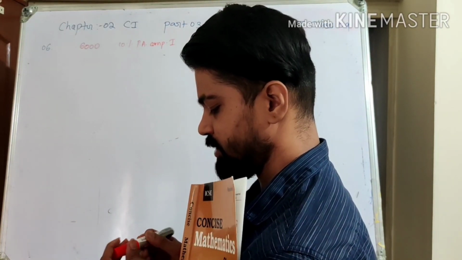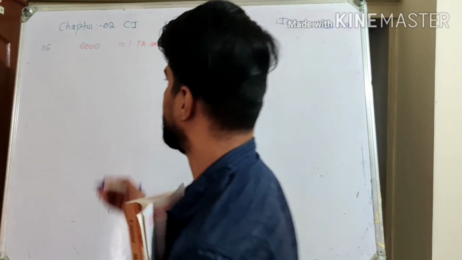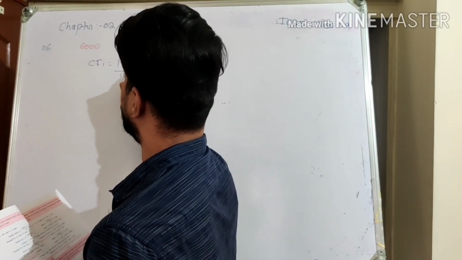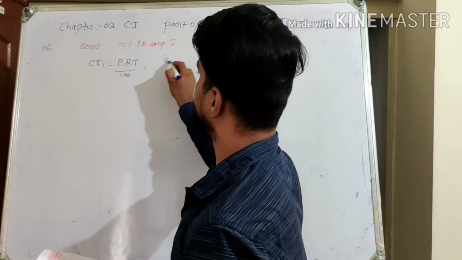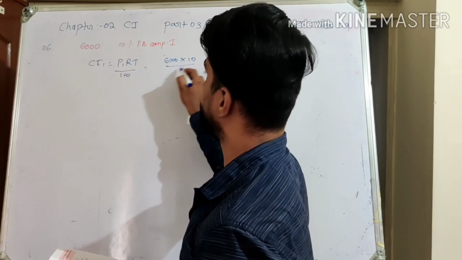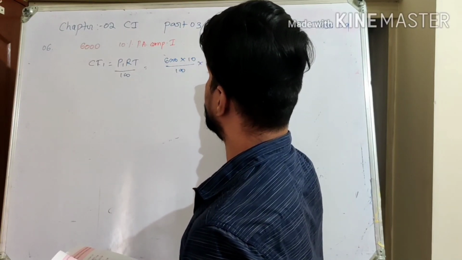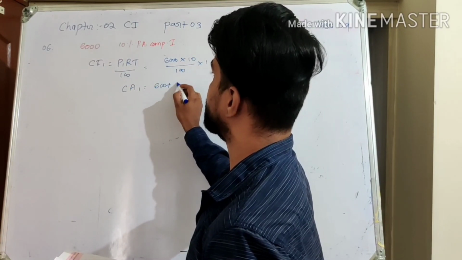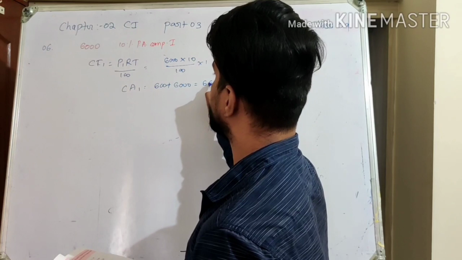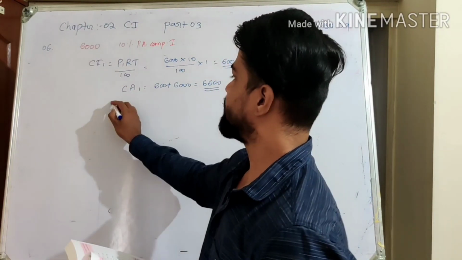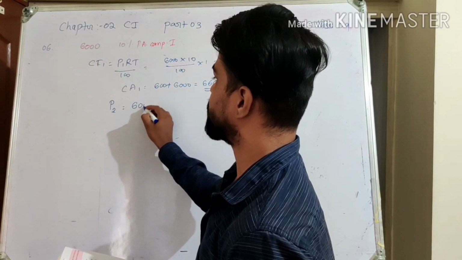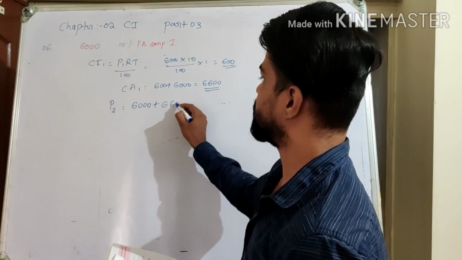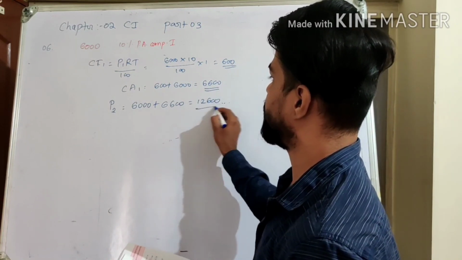So let's see. First, she is investing 6,000 in the first year. So the compound interest for the first year will be P1RT by 100. That is 6,000 into 10 by 100 into 1 year, that will be 600. The compound amount at the end of the first year will be 600 plus 6,000, which is 6,600. But the principal for the second year will be added by one more 6,000 because she is adding one more 6,000 every year. So 6,000 plus 6,600 became 12,600.